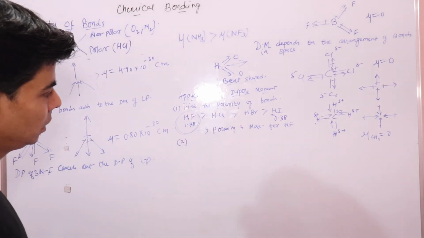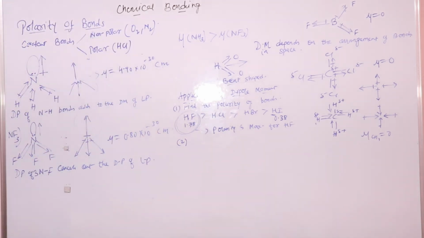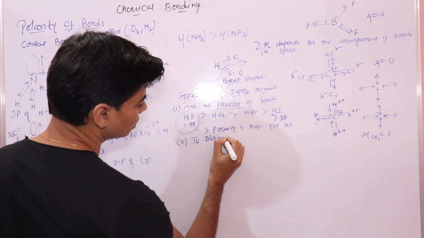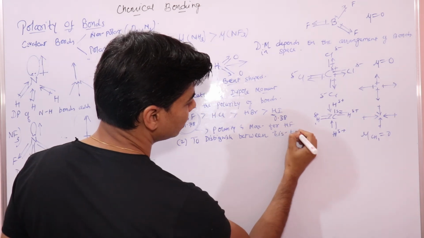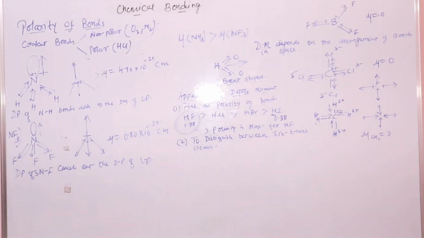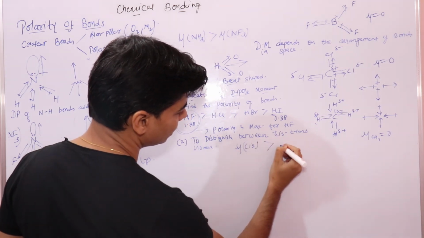Second, it is used to distinguish between cis and trans isomers. Generally, we see that the dipole moment value of the trans isomer is less. The cis isomer usually has a higher value. The dipole moment for the cis isomer is higher than that of the trans isomer.